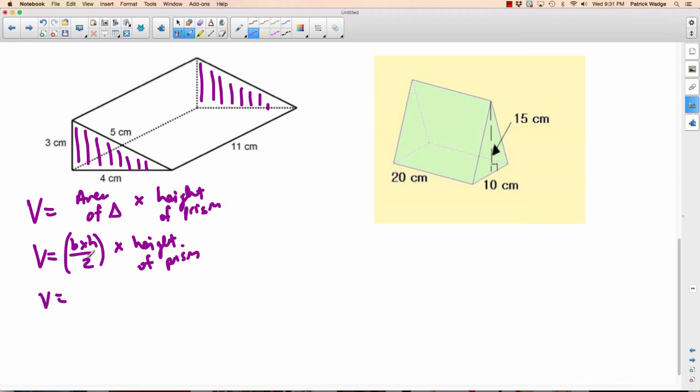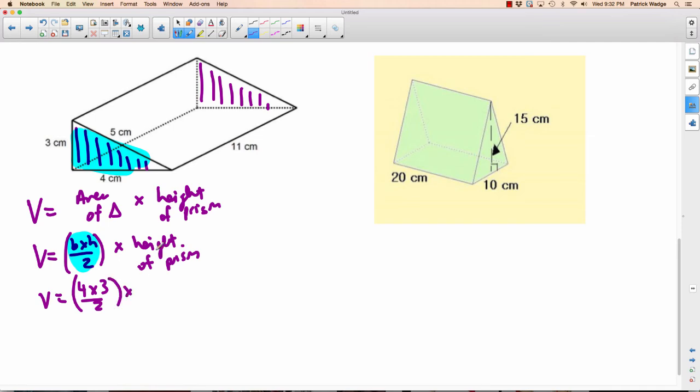Okay, so let's just focus in on the triangle, right? B times H divided by 2, we're just worried about this triangle right here. So what's the base of that triangle? The base is 4. We're going to multiply by the height of that triangle, just of that triangle. Just look at this highlighted triangle. What's the height? 3. So we got 4 times 3 divided by 2.